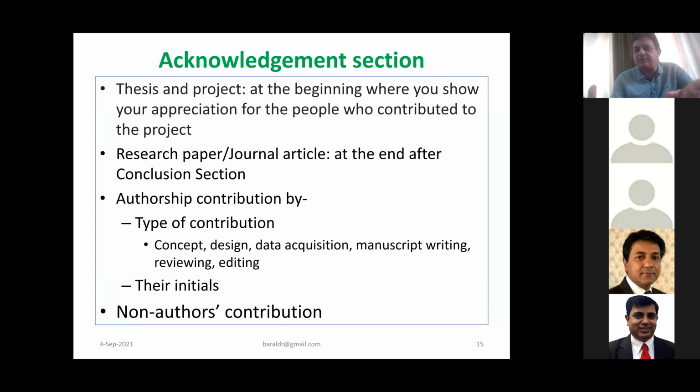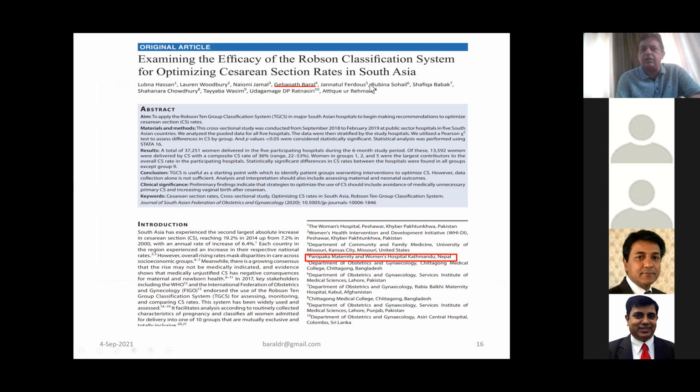These are also a kind of acknowledgement, but those people already meet the authorship criteria, and we use their initials only. And the non-authors' contribution would be best highlighted in the acknowledgement section. Authors and co-authors are already mentioned in the author section. There are many co-authors, and they have given their affiliation there. So this is a kind of acknowledgement, but this is the authorship, not the acknowledgement.